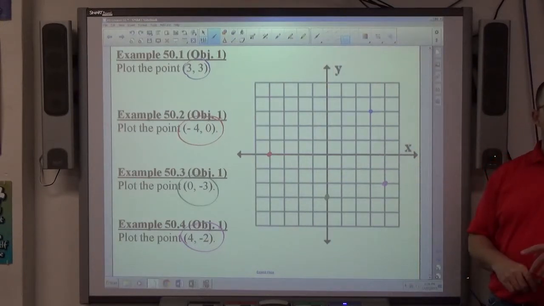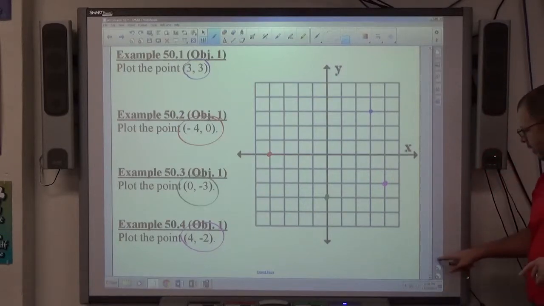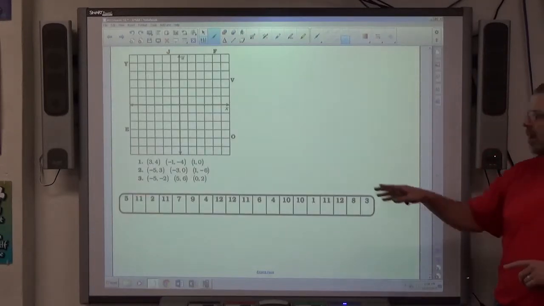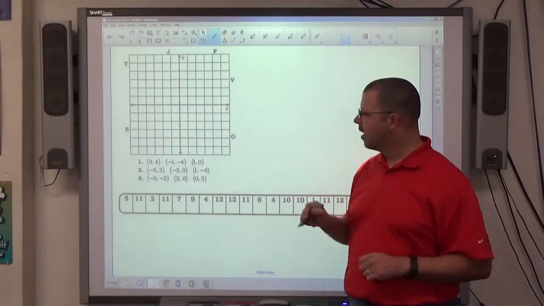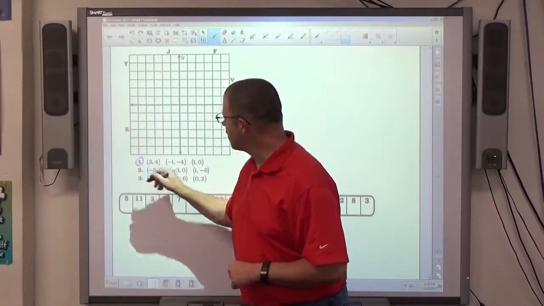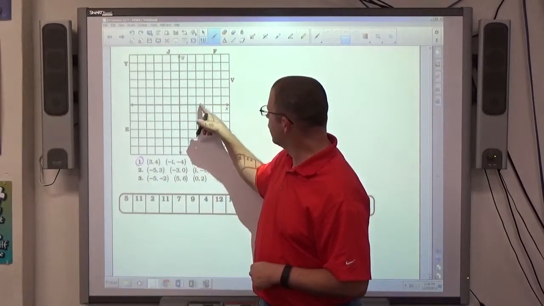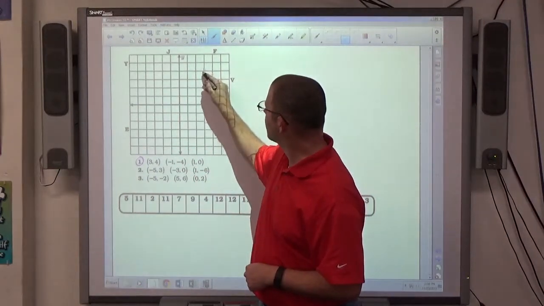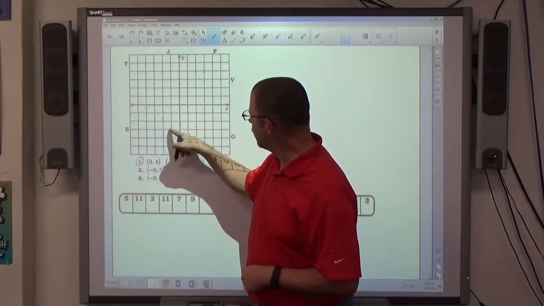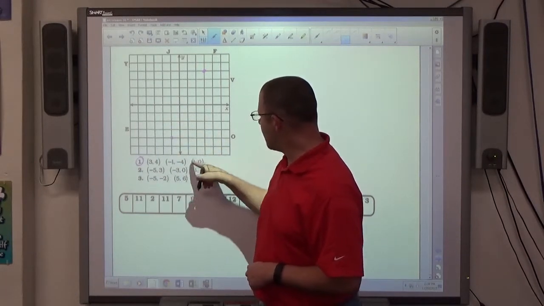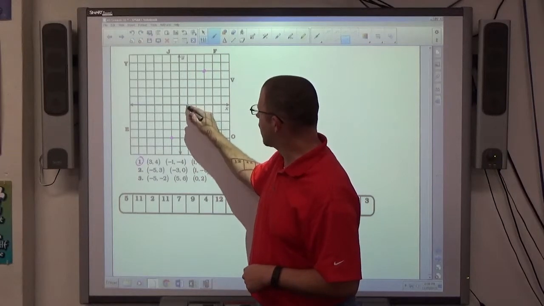Pretty cool. For the sake of the independent practice on the back, let me just show you what I want you to do with this. It's real simple. You get a bunch of graphs that look like this. You've got some points underneath it. So look at number 1. It says to plot 3, 4, 1, 2, 3, 1, 2, 3, 4. Then you plot -1, -4, left 1, 1, 2, 3, 4 down. Then you plot 1, 0. That's 1 right and 0 up or down.